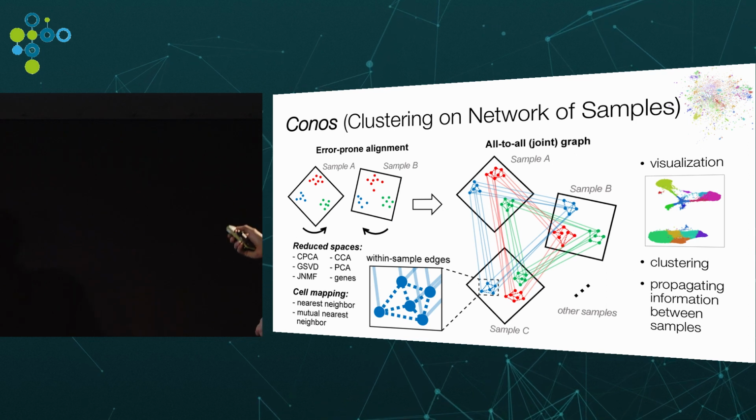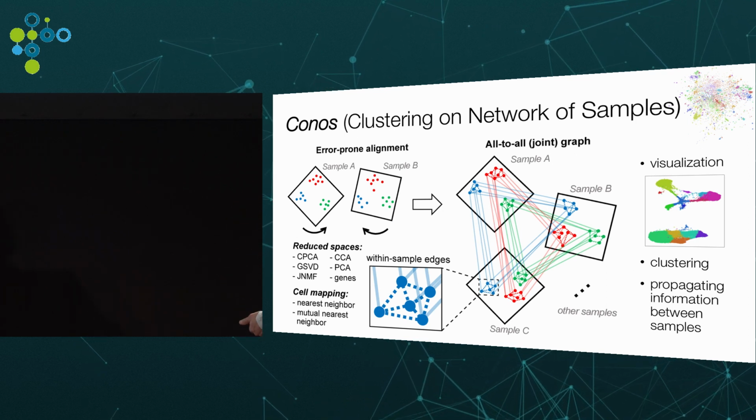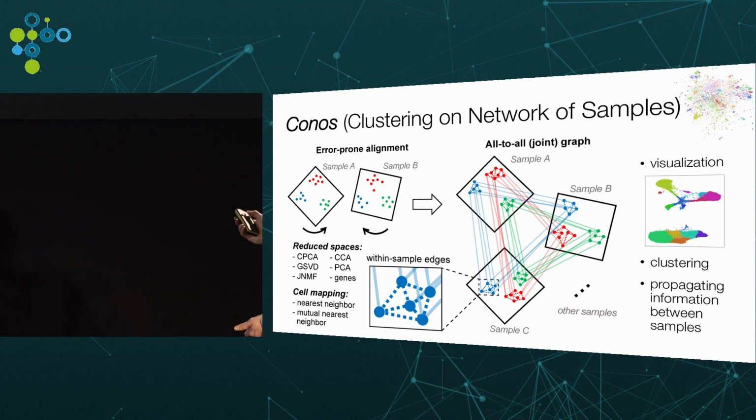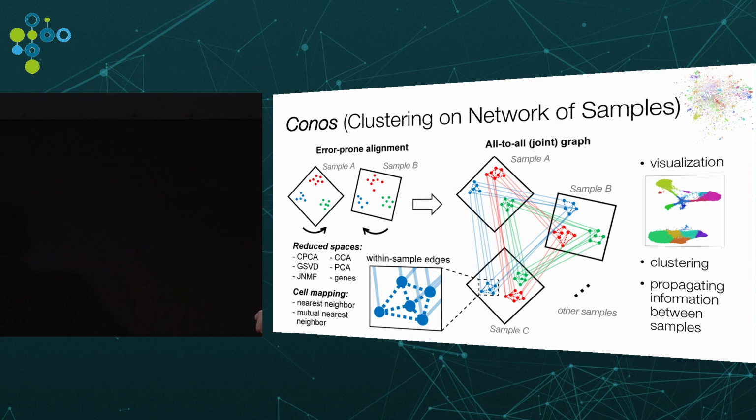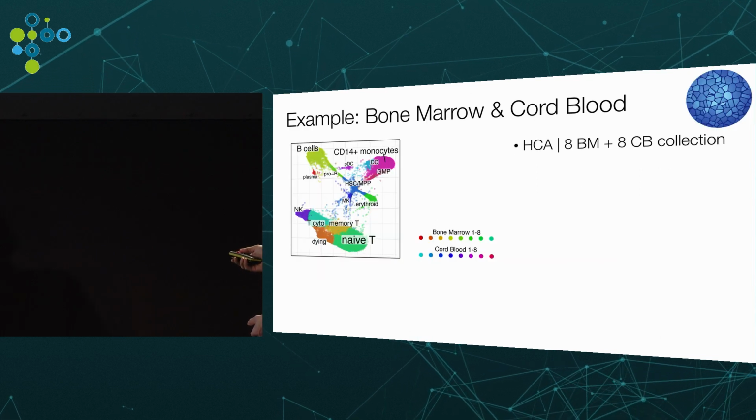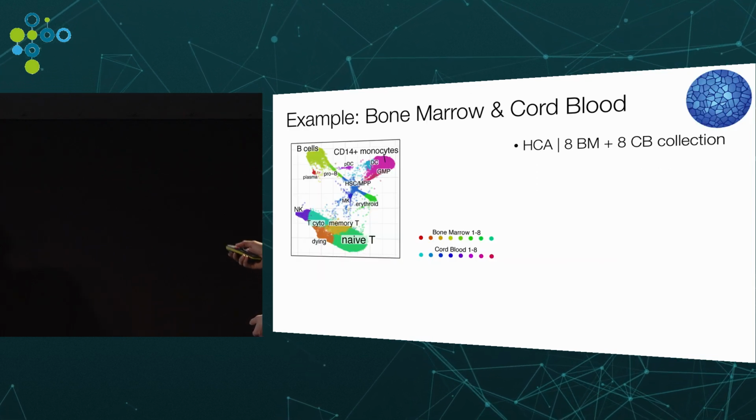So once you have this joint graph, you can use it for a variety of purposes, and I'll illustrate this. Obviously, you could visualize it, and just as a way of making embeddings. You could do these joint clusterings on it. You could propagate information between samples, and so on. So here's the first example.